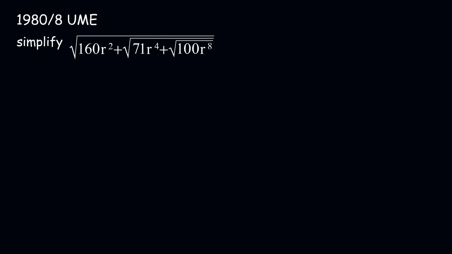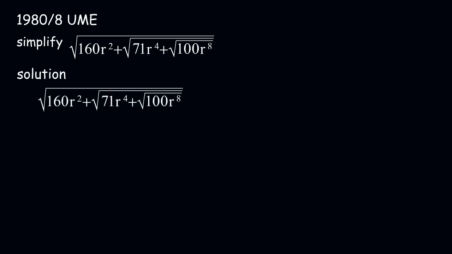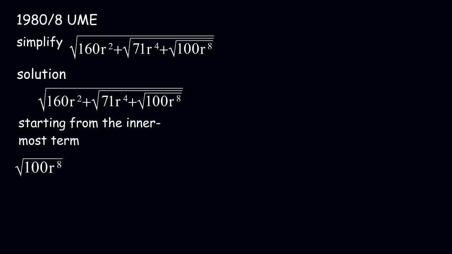Our final example is also from UME. It said, simplify the square root of 160r squared plus the square root of 71r raised to the power of 4 plus the square root of 100r raised to the power of 8. In our solution, we start solving from the most innermost part, which is the square root of 100r raised to the power of 8. Now, the square root of 100r raised to the power of 8 will be equal to, in bracket, 100r raised to the power of 8 raised to the power of 1 over 2.